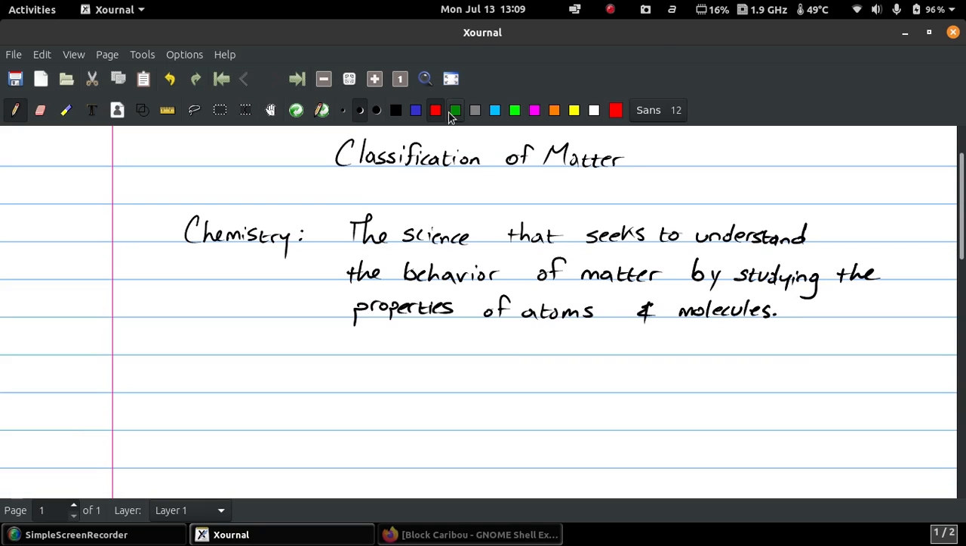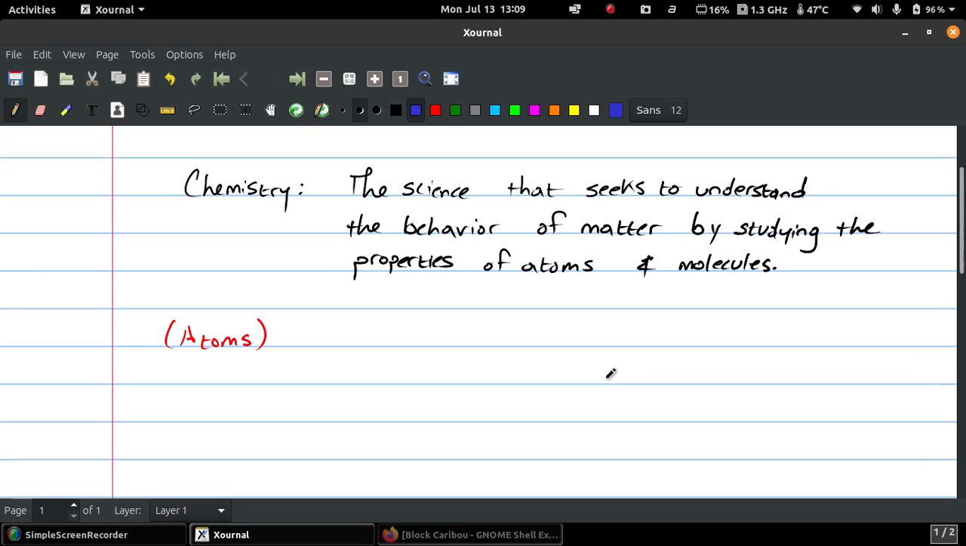I'm going to write something real quick. So we have atoms, and we have molecules. Okay, so I'm going to reread this. Chemistry is the science that seeks to understand the behavior of matter by studying the properties of atoms and molecules.